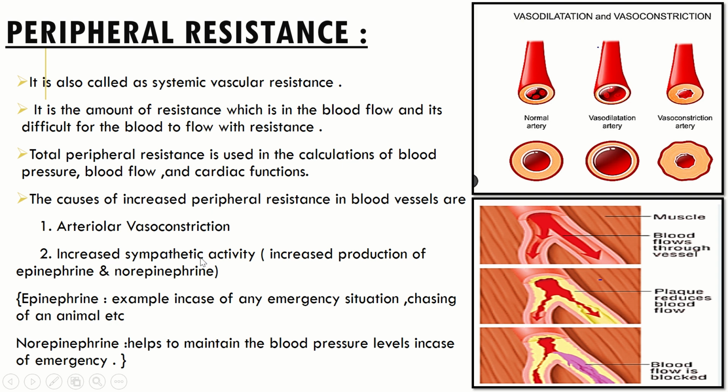The other cause is increased sympathetic activity, that is, the increased production of epinephrine and norepinephrine. What does that mean? We'll see it later. Epinephrine, for example, in case of an emergency situation, like being chased by an animal. If a dog is chasing you, then the amount of the hormone epinephrine in the body is raised. Norepinephrine helps to maintain the blood pressure levels in case of an emergency situation. If the body is undergoing any emergency, then the norepinephrine is spiked and it helps to maintain the blood pressure.